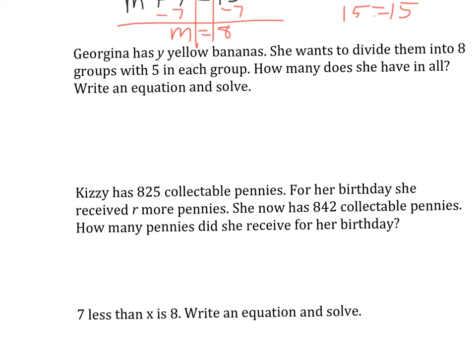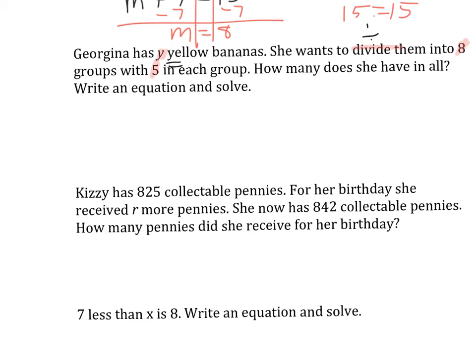Georgina has Y yellow bananas. She wants to divide them into 8 groups with 5 in each group. How many does she have in all? Okay, well, she has Y bananas to start with, and then she wants to divide them. Well, that's pretty self-explanatory. We're going to divide. And she wants to divide them into 8 groups with 5 in each group. 5 in each group means that's that equals sign there. So where we have that, I'm going to write a little equals, and then I'll remember my divide over here too.